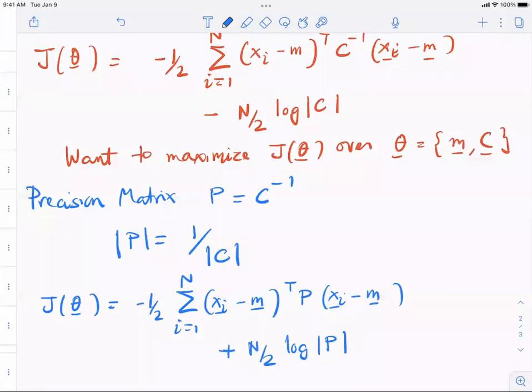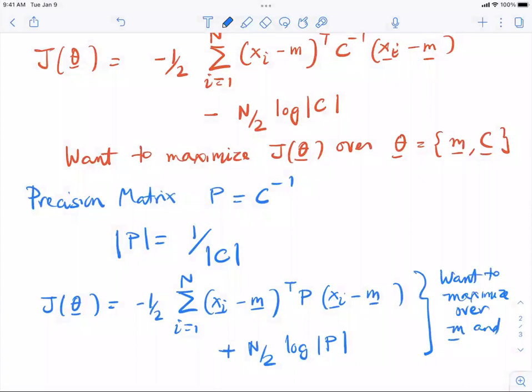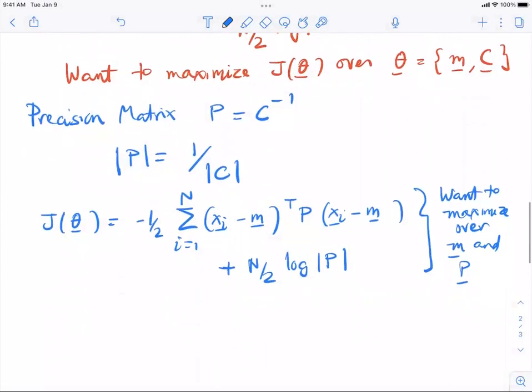And we want to maximize over m and P to get the maximum likelihood estimate, right? And so, well, this becomes an interesting exercise in just computing first derivatives and setting them to 0. Why? Because these are very nice functions of m and P. So let me point this out.